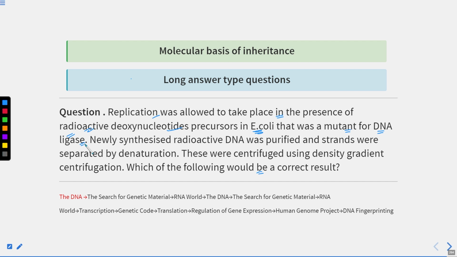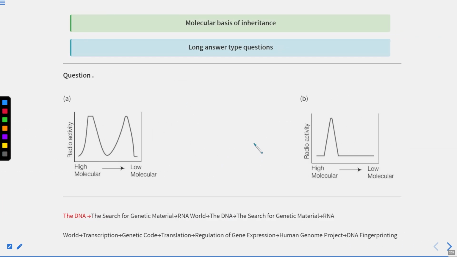Okay, so in replication there is one leading strand. On that leading strand the DNA synthesis is continuous, whereas on the lagging strand the DNA synthesis is discontinuous, and Okazaki fragments are formed which are joined together later by DNA ligase. Now coming back to the question, the newly synthesized radioactive DNA was purified later and the strands were separated by denaturation. Then it was centrifuged using density gradient centrifugation. Now you have to tell which one of the following is correct.